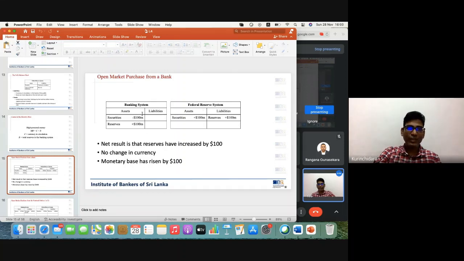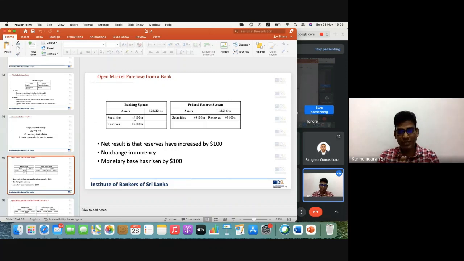Right? Okay. Now what will happen to the banking system? If the central bank makes an open market purchase from a bank, what will happen? Now the central bank is going to get back the securities. So the bank is going to give the securities back to the central bank.